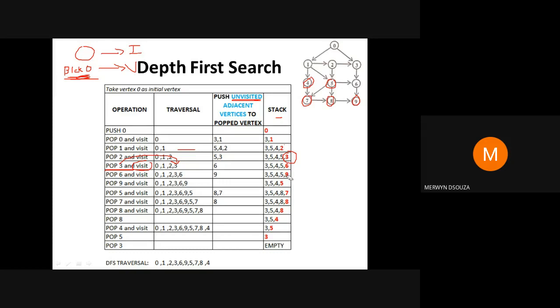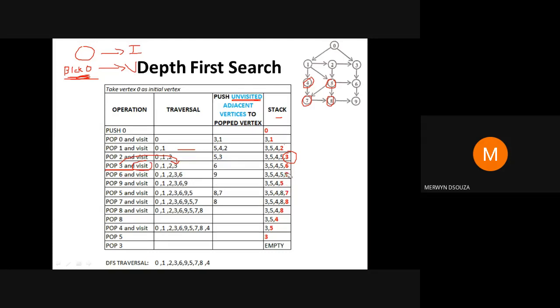Next, pop the topmost element, so 9 will be popped. You pop this and visit. When you visit, write it in the answer and delete this circle since you have visited it. What are the unvisited vertices adjacent to 9? Are there any adjacent vertices? No, there is no arrow from 9 to any other vertex, so you leave it blank.